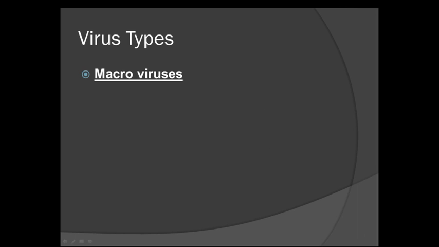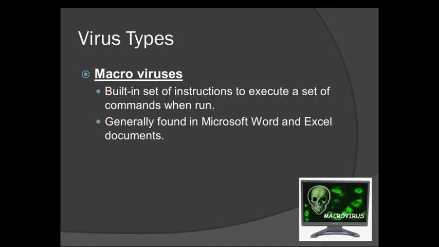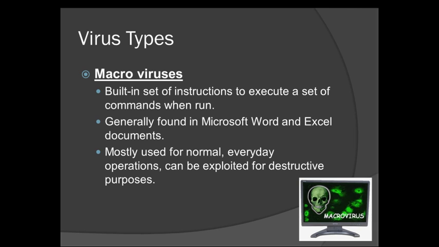Macro viruses have been around for a long time and often come in the form of a legitimate-looking email attachment. A macro is a built-in set of instructions used by programs such as Microsoft Word or Excel that execute a set of commands when run. Generally, users will set up macros to perform normal everyday operations. Hackers, though, have learned to exploit macros to be used for destructive purposes, such as destroying files, programs, and even the operating system.